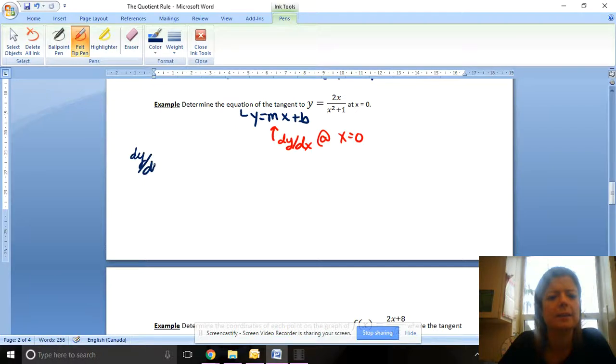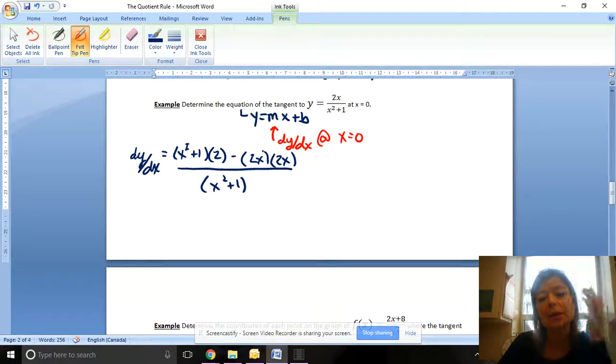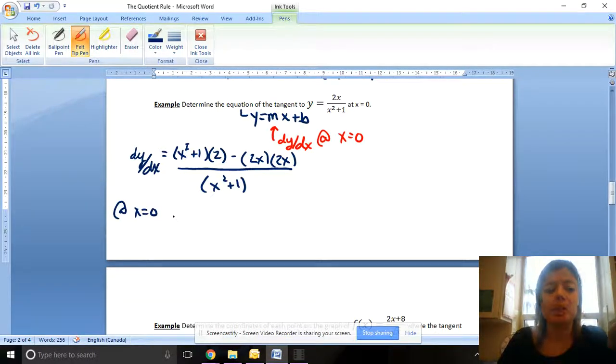So dy/dx is equal to, so the bottom, (x squared plus 1), squared, times the derivative of the top, 2, minus the top, 2x, times the derivative of the bottom, 2x, all over the bottom squared. Okay, so you can simplify this if you want to, but because we're just finding a number, the slope at x equals 0, you can just throw in 0 now and see what you get instead of going through the work to simplify it. You can simplify it, but it's not necessary, if that makes sense.